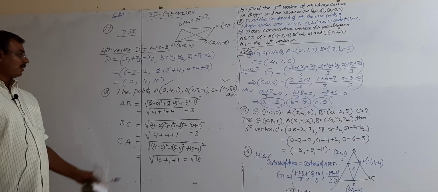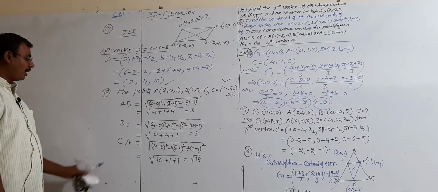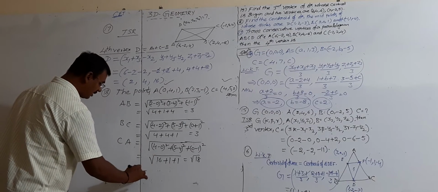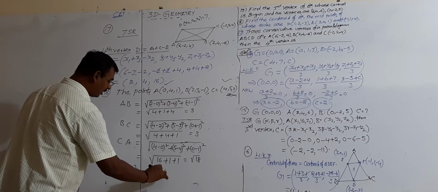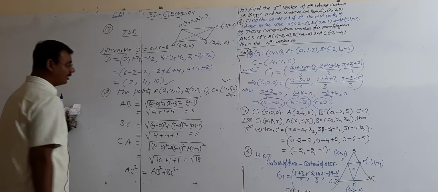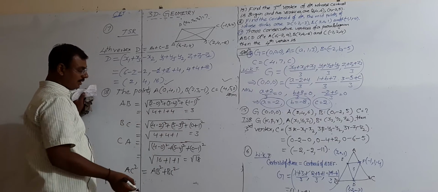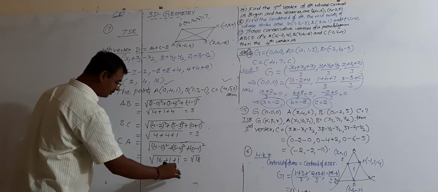We observe what? AB distance and BC distance are equal, one condition. And one more condition, the AC square condition, observe that. Is it satisfied? AC square is equal to AB square plus BC square. Yes. Why? Because 3 square is 9, here 3 square is 9, and square root of 18 whole square is also 18. So hence it is proved.